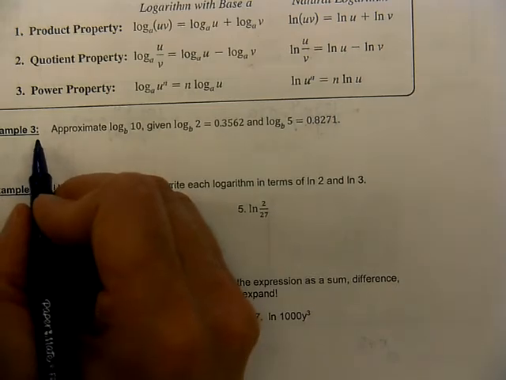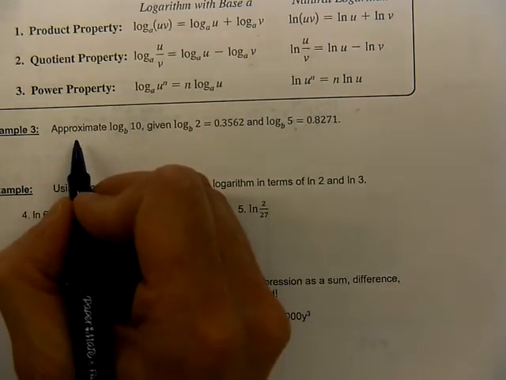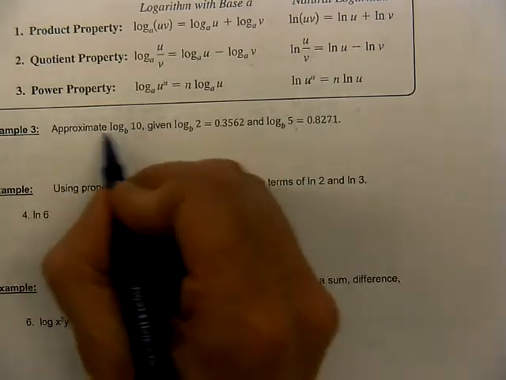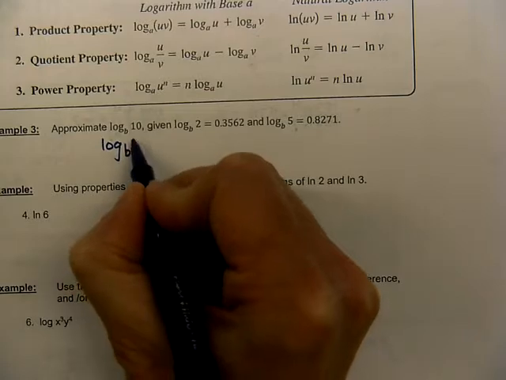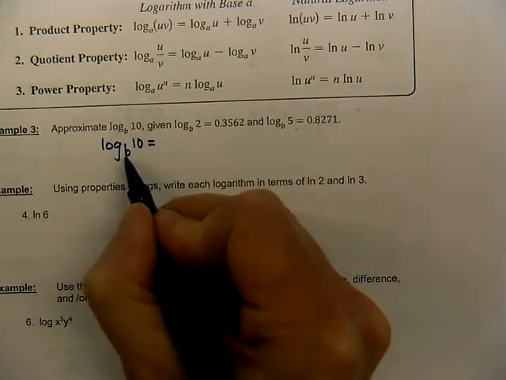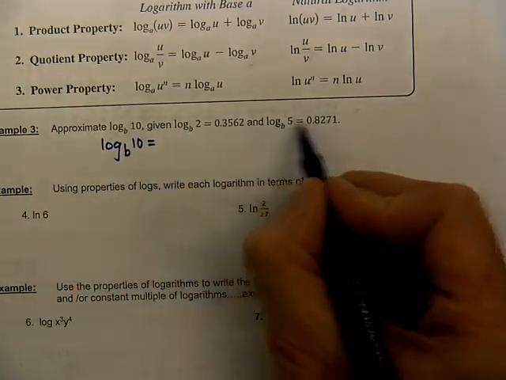Example 3. Now here it says approximate, which is to say we're going to get a decimal answer. This is the problem, log base b of 10. We want to figure out what log base b of 10 equals. Well, I don't have a number for the base, so I can't just use the change of base formula. We're going to be using these clues.